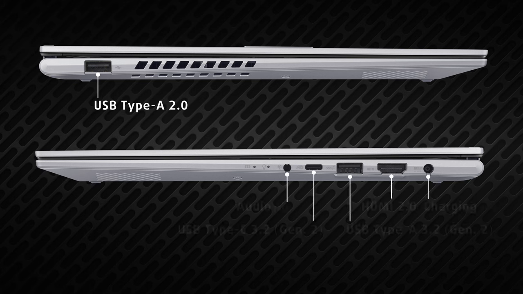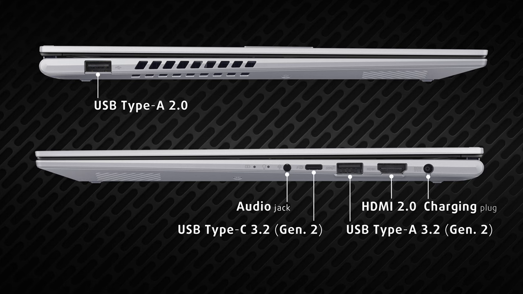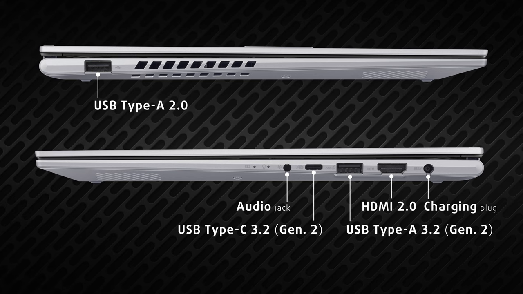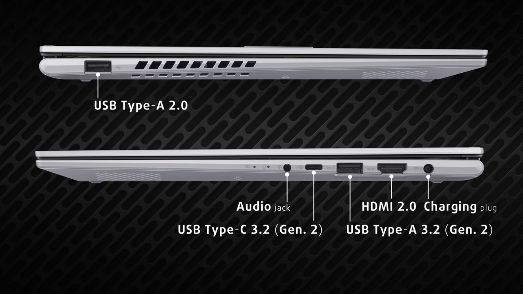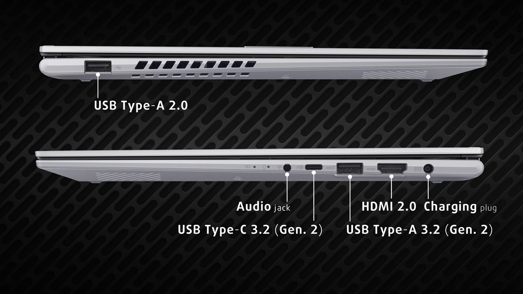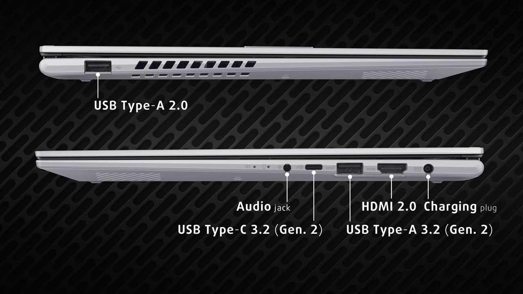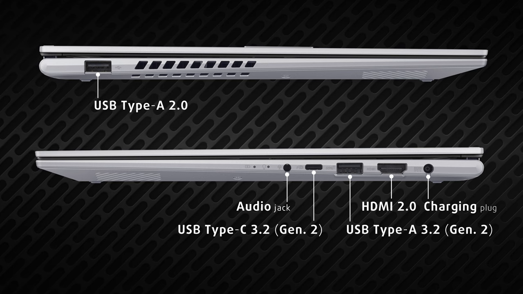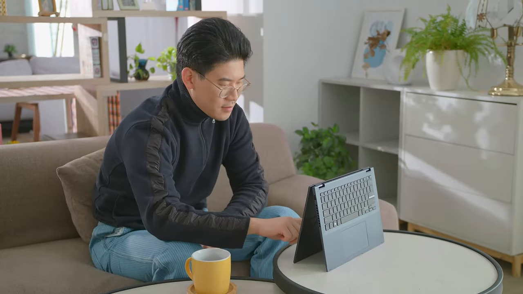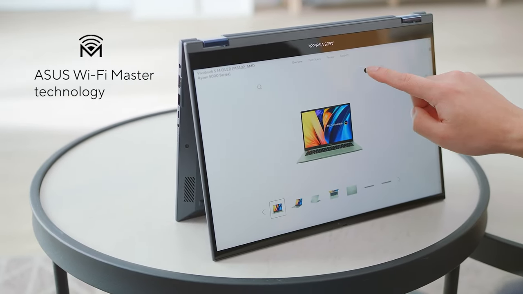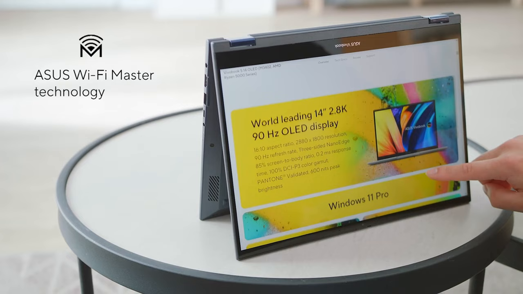On the sides, the left houses only a single full-sized USB 2.0 port. This leaves all of the rest on the right, which consists of an HDMI 2.0 port, one full-sized and one Type-C 10 gigabit USB port, and an audio jack. The Type-C port can be used for charging, supplying up to 100 watts. In other aspects of connectivity, the Vivobook comes with Wi-Fi 6, so you're getting the best possible connection, regardless of the network.